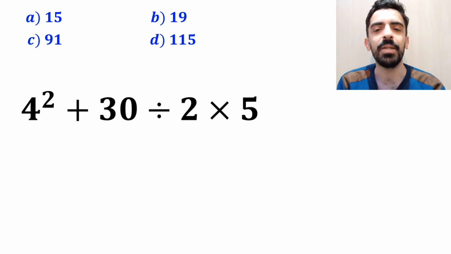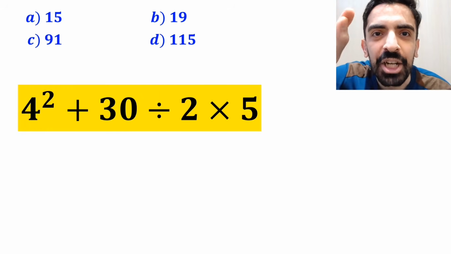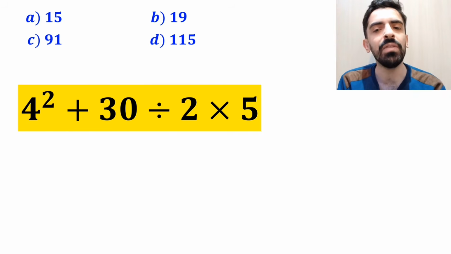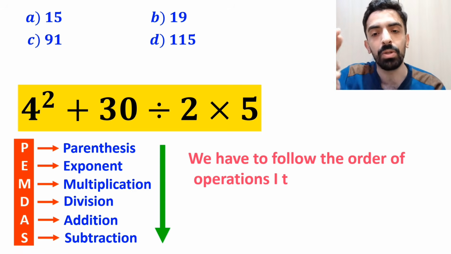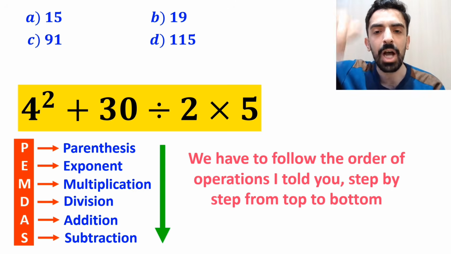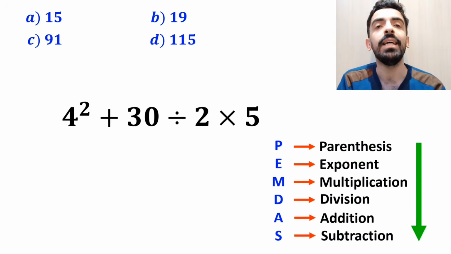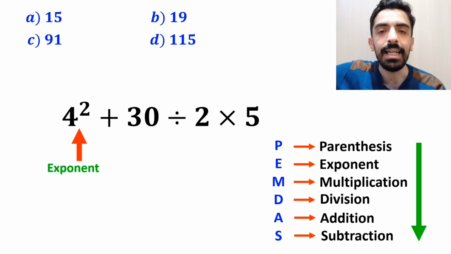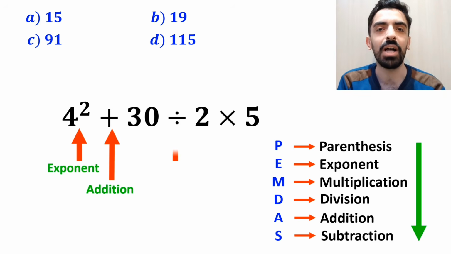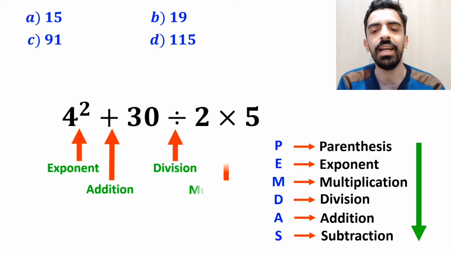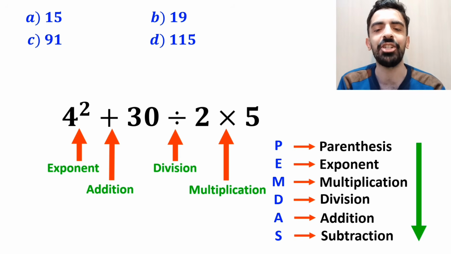Alright, now let me explain step by step how to solve this expression correctly. To solve this question, we must follow a rule that is called PEMDAS. We have to follow the order of operations I told you, step by step from top to bottom. Alright, as you can see in the image, in this expression, first we have an exponent, then an addition sign, followed by a division, and finally a multiplication.